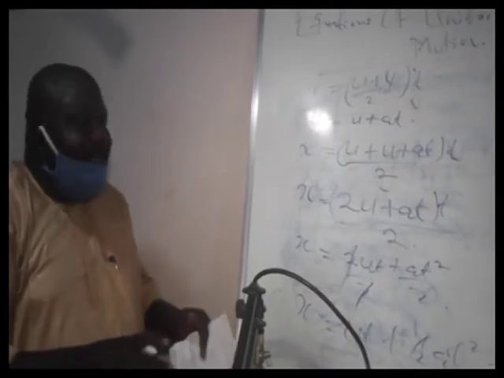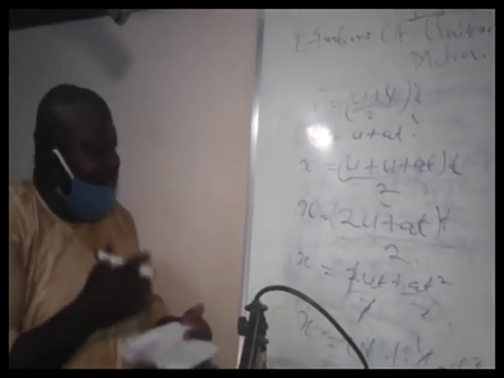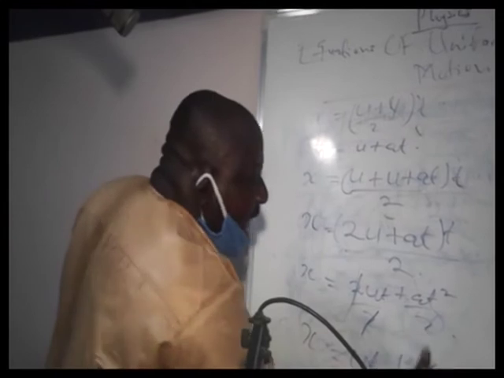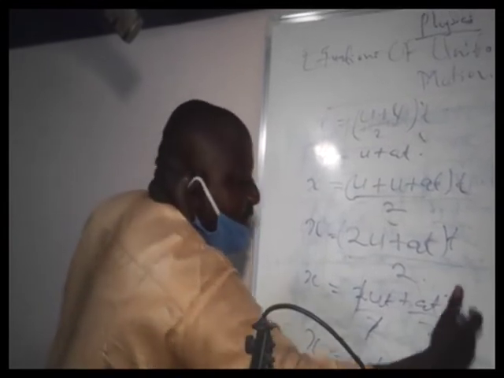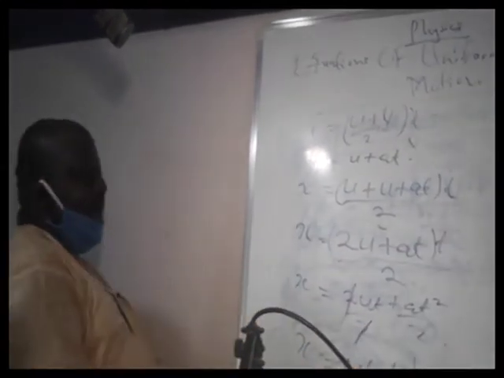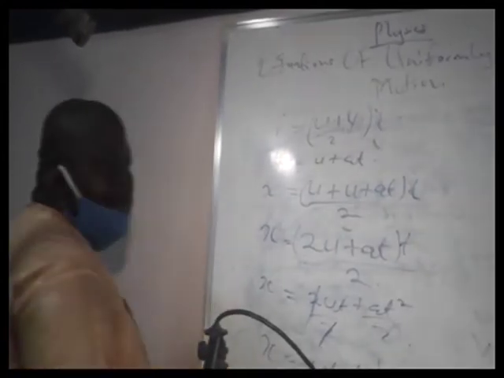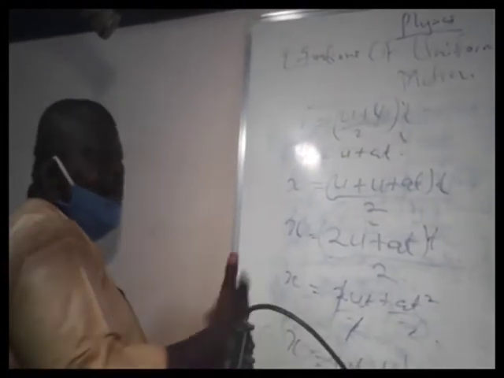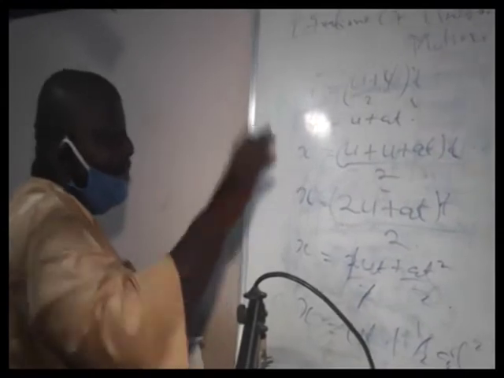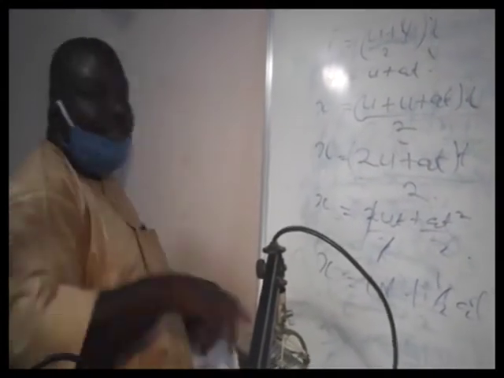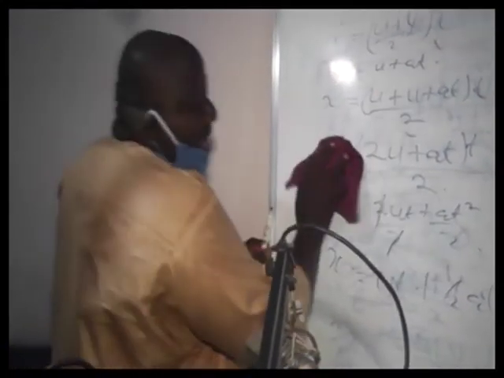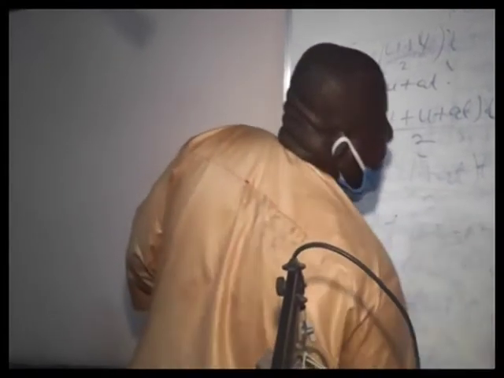It says x, that is displacement, equals initial velocity multiplied by time, plus a half of the acceleration due to gravity multiplied by t squared. Now, after getting this, we'll use this concept of elimination, eliminating time, to derive the third equation of motion. And we move ahead again.